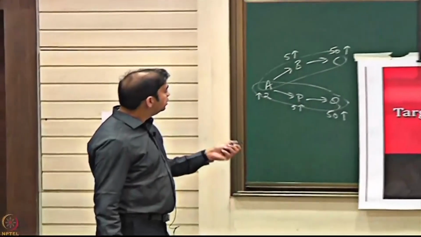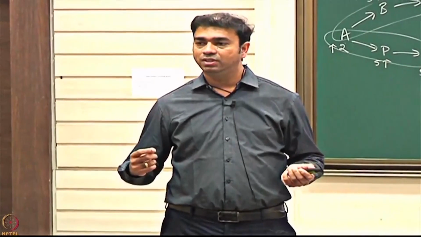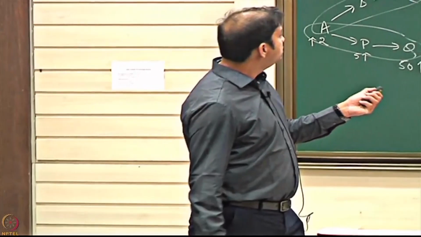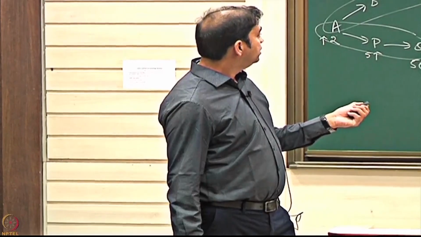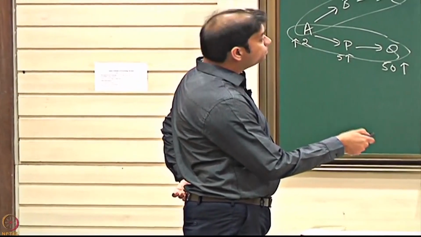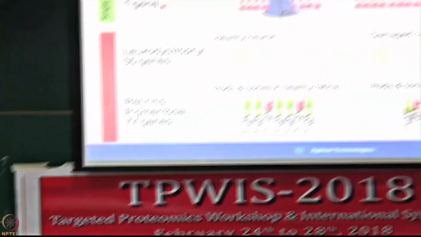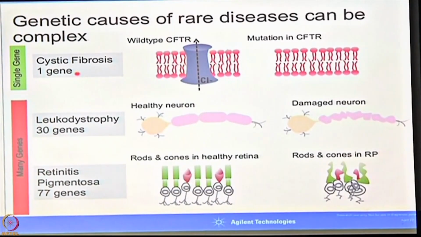But if you see these two, multiple genes are affected, so it's very difficult to identify. Here about 30 genes are affected, and in this disease it is 77. The problem is that this causes damaged neurons, and in retinitis pigmentosa the cone cells and the rod cells are disturbed. So these are the diseases, and multiple genes are involved in them.